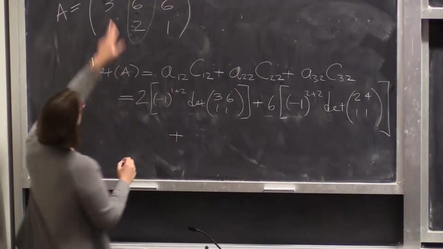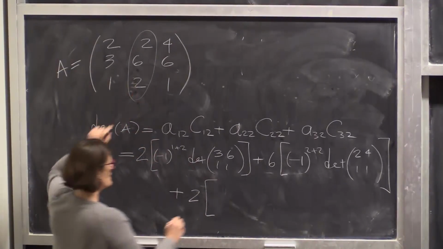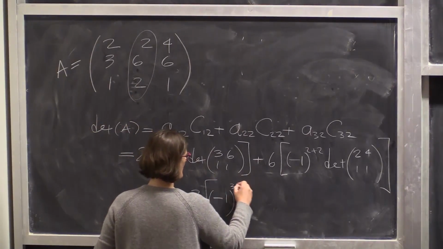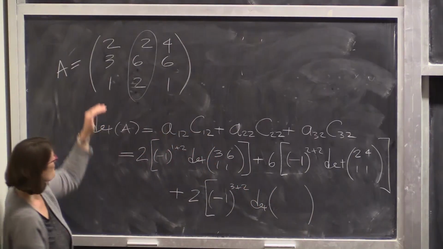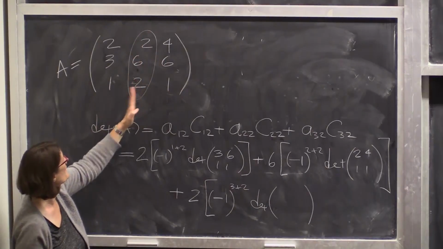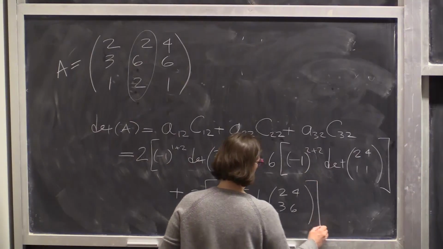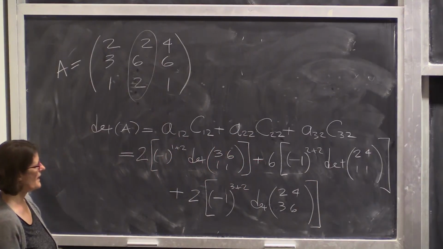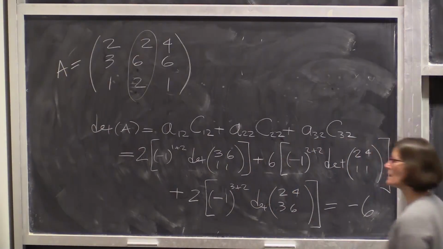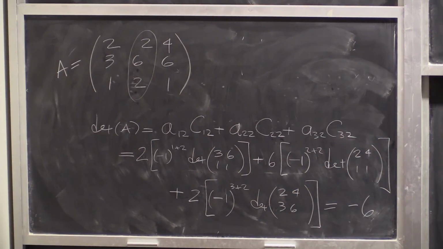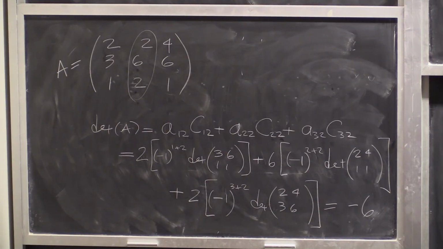Now I do A32. Well, A32 is 2, and then I do the 3, 2 cofactor. So that's minus 1 to the 3 plus 2 times the determinant of the matrix that I get when I remove the third row and the second column. That is 2, 4, 3, 6. And I chunk through that, and I finally get the answer of minus 6. So it's doable. You could do it on a test. It's just 3 by 3.